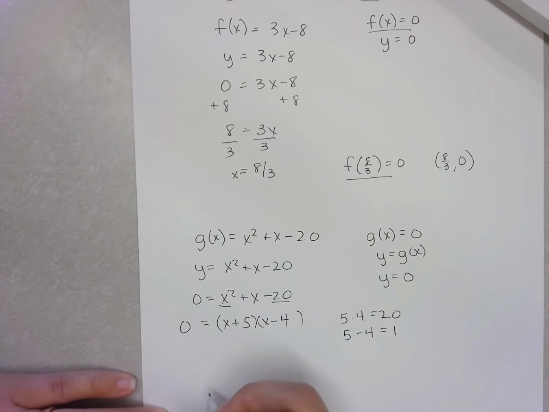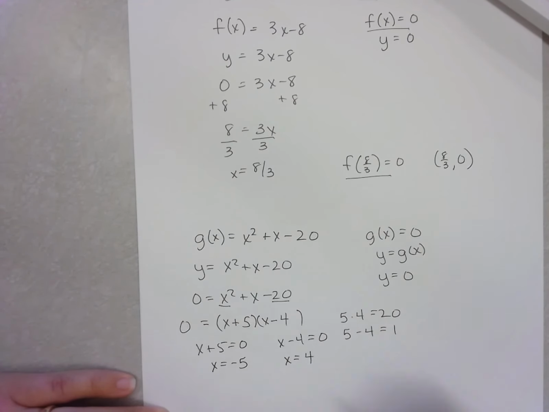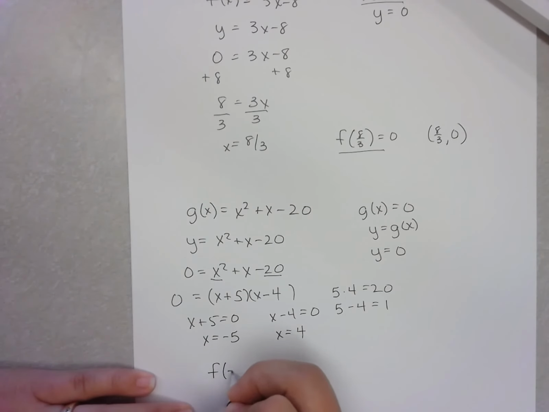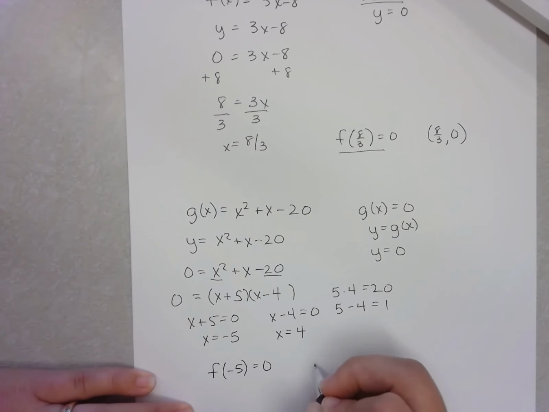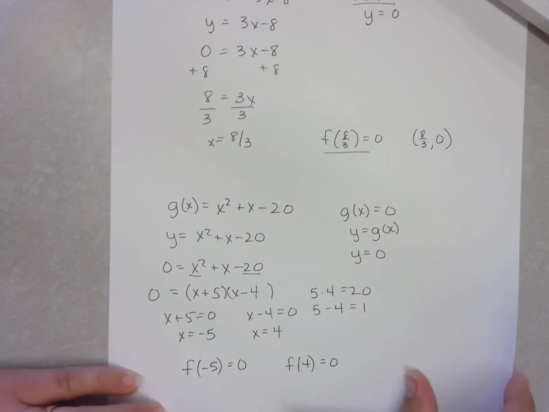So now my last step is just setting the individual factors equal to 0. I have x plus 5 is 0, which gives me an answer of x equals negative 5. x minus 4 is 0. So this one I get two different solutions, so I can write them both like this. f of negative 5 is equal to 0, and f of 4 is equal to 0. All right, so that's solving f of x equals 0.